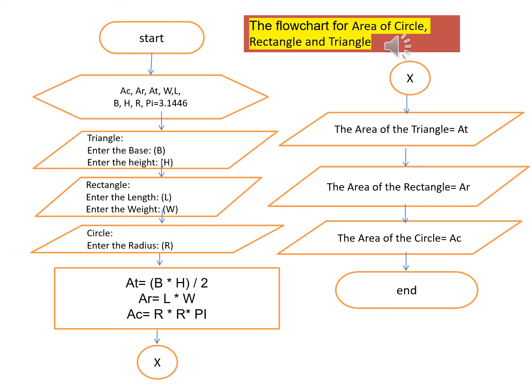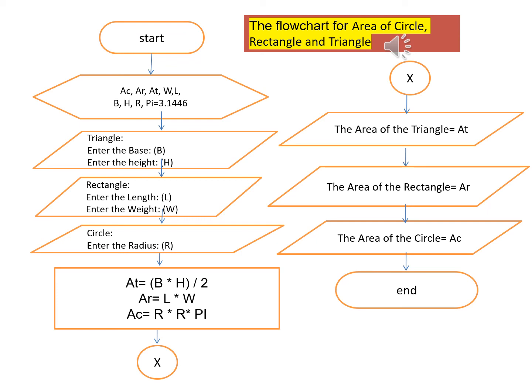The next flowchart is the combination of the three formulas, area of circle, rectangle, and triangle. So starting with the terminal, then next is the initialization of the variables. Then next is the output message for the triangle and an input message for the input variables B and H. Next message is for the rectangle and an input message for the length and width. Then next is the circle and an input variable. Then combine all the formulas in one process.